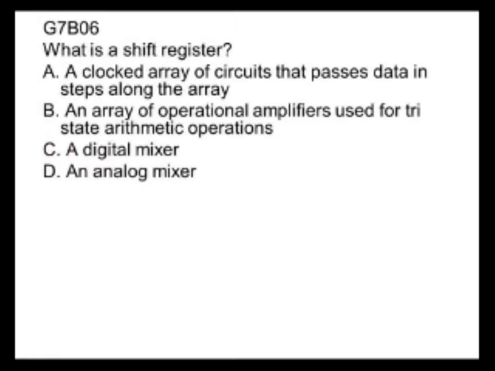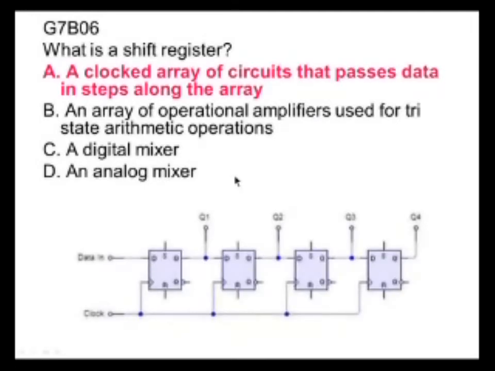What is a shift register? A shift register is a logic circuit. It's clocked, and it's an array of circuits that passes data in steps along the array. So if I put data here, and then I trigger the clock, it moves it over to here. If I trigger the clock again, it moves it over to here. If I trigger the clock again, it moves it over to here. At any point there, I can look and see what the data is at there.